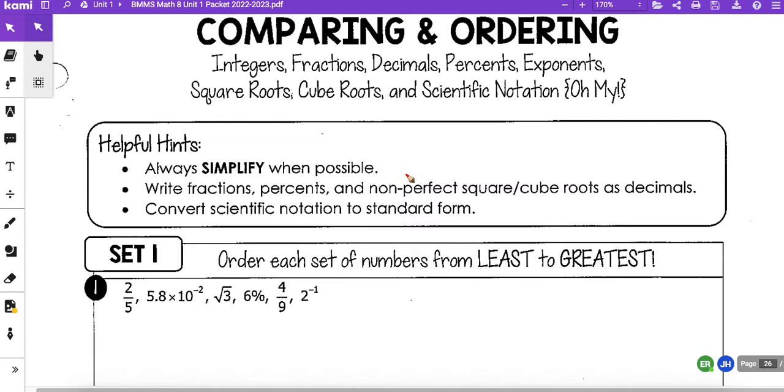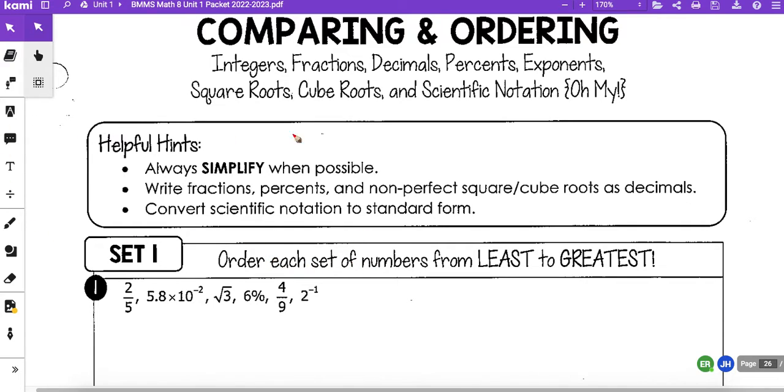Always simplify when possible. That's more important when we're not using a calculator, but in these instances, we are going to be able to use a calculator. Write fractions, percents, and non-perfect squares as decimals. And of course, you would do this for cube roots too, except we're not learning it. And then convert scientific notation to standard form. That's helpful as well. So the first set of directions is order each set of numbers from least to greatest.